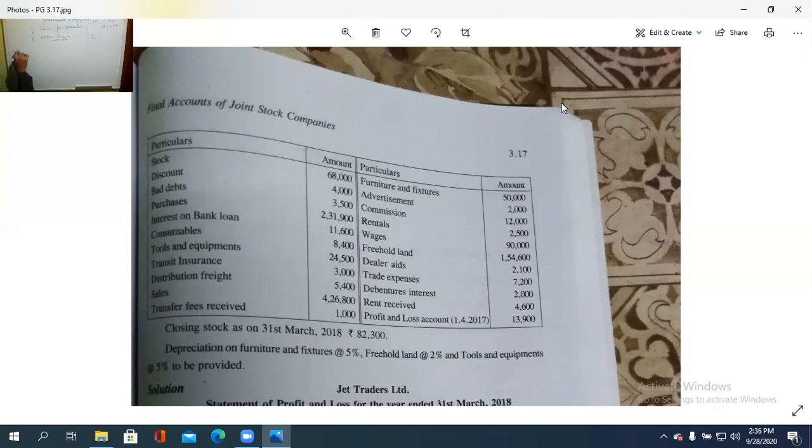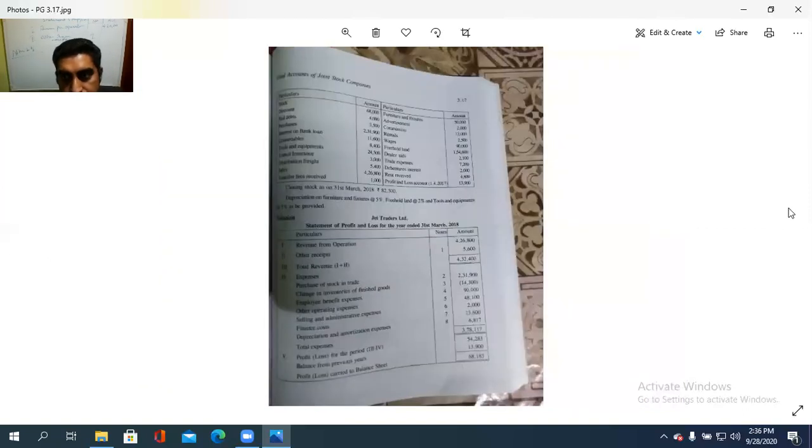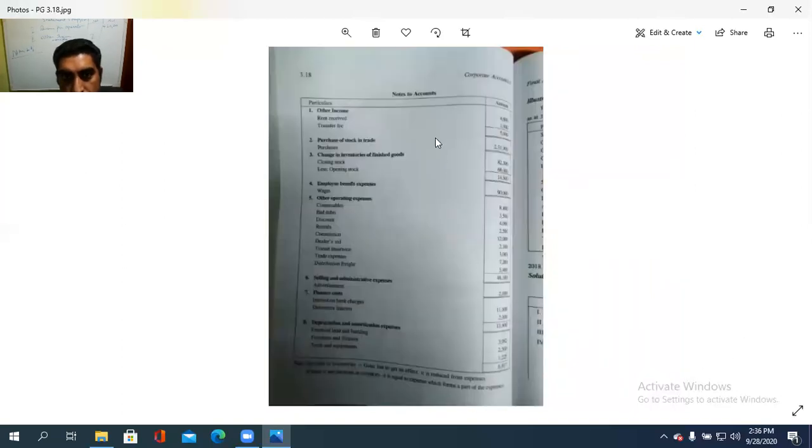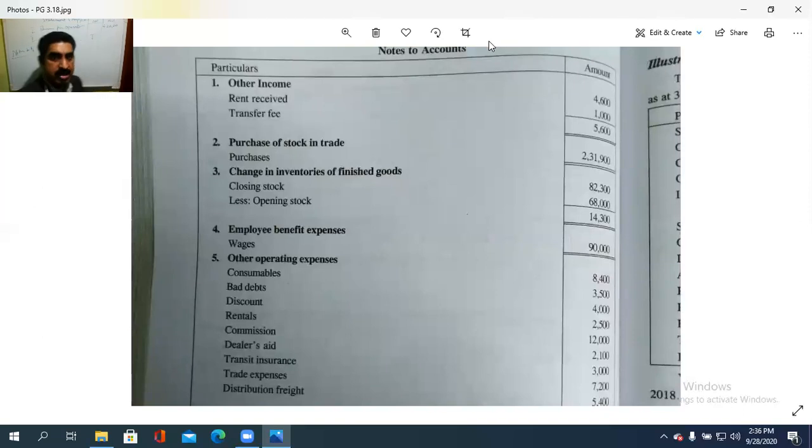So notes to accounts, see how it is to be. Check the screen. See, other income: rent received 4,600. Then what is the other item? Transfer fee. What all the income items are to be added up here? So 4,600 plus 1,000, 5,600 is to be added here.